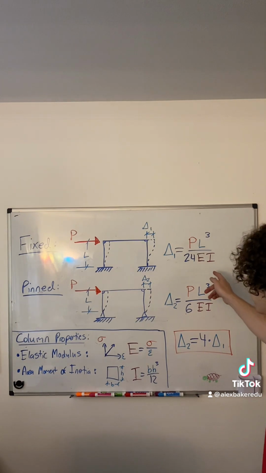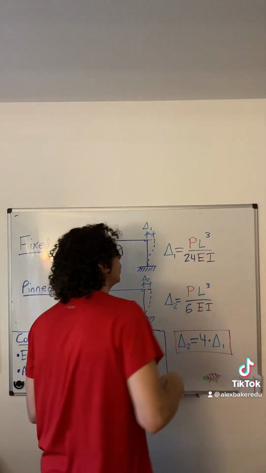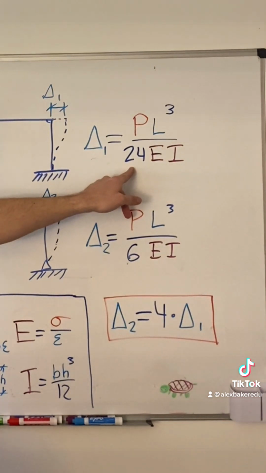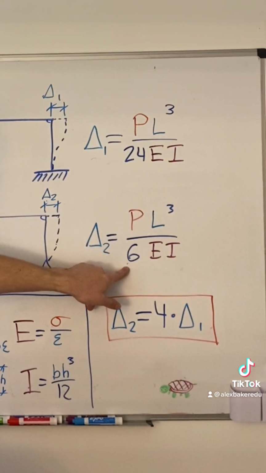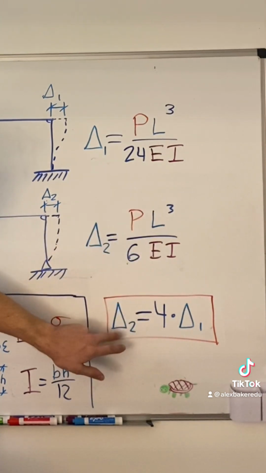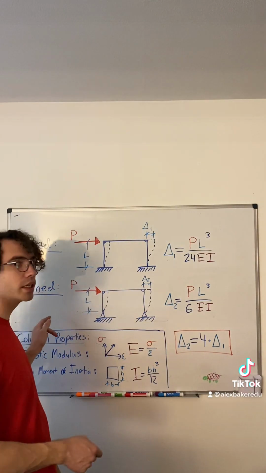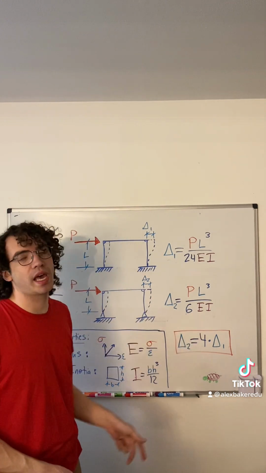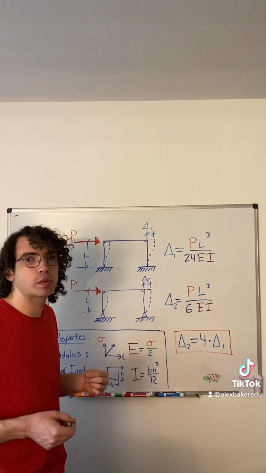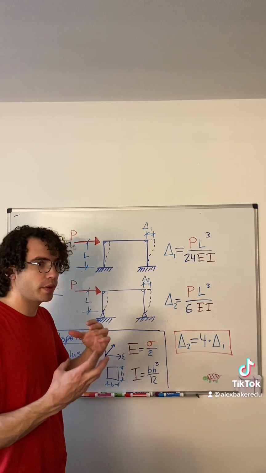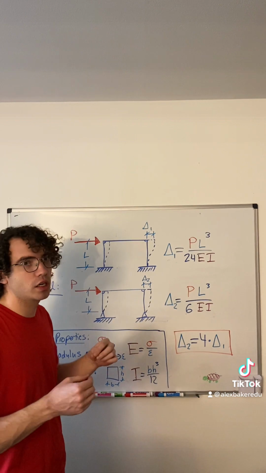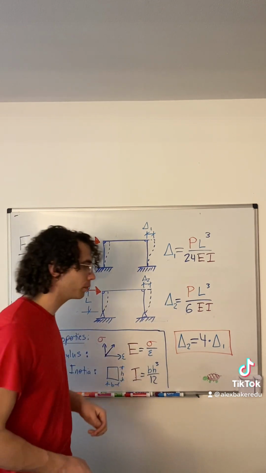So with the fixed condition, you can see that there's a 24 in the denominator. And then for the pinned, there's a 6. So since everything else is the same, the deflection for the pinned condition will be 4 times that of the deflection for the fixed condition. So in removing those pieces, the building is going to be a lot softer, not as stiff on the first floor, and that is going to be the point of failure for the building.